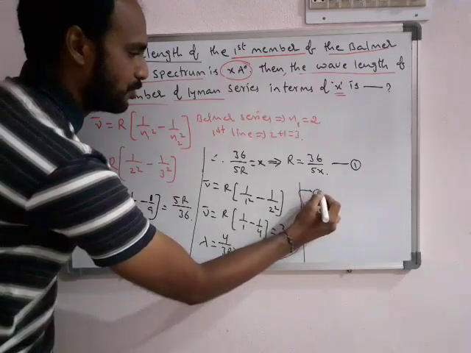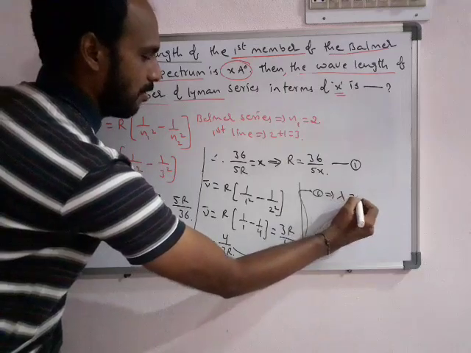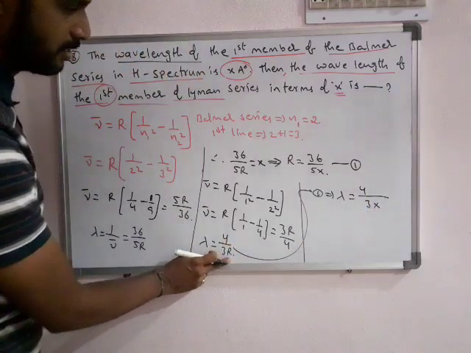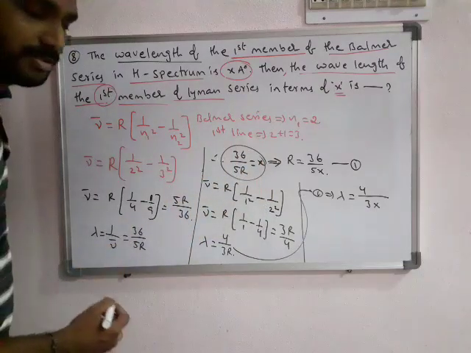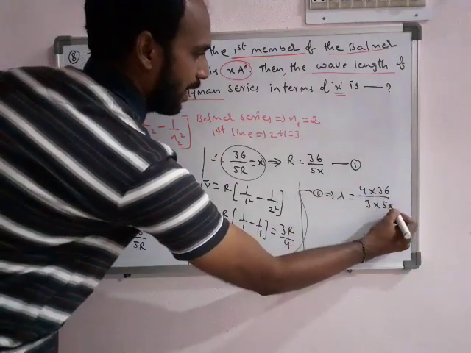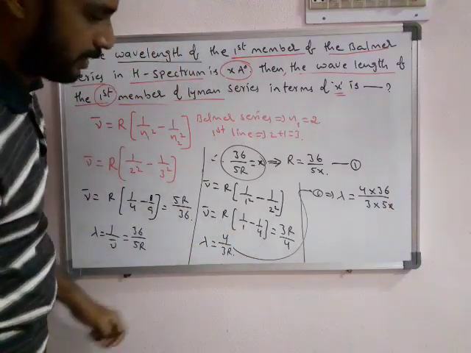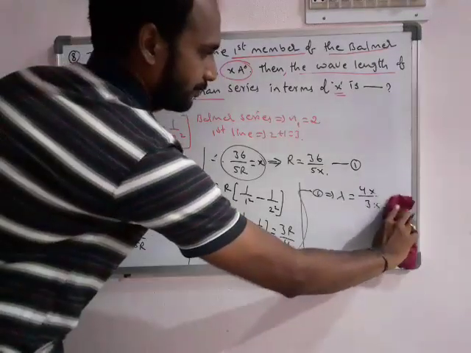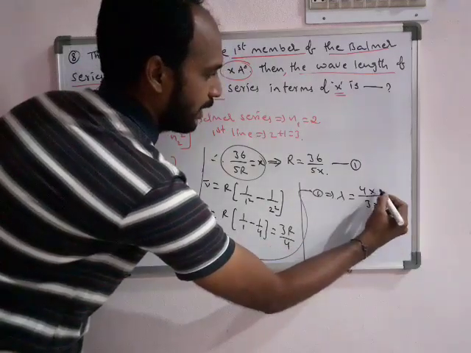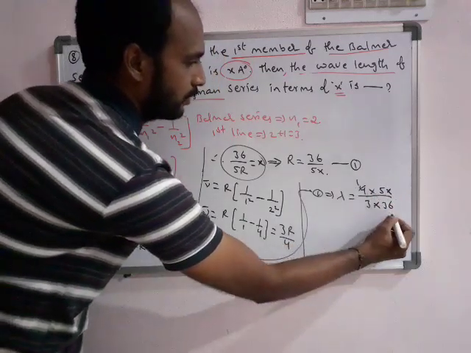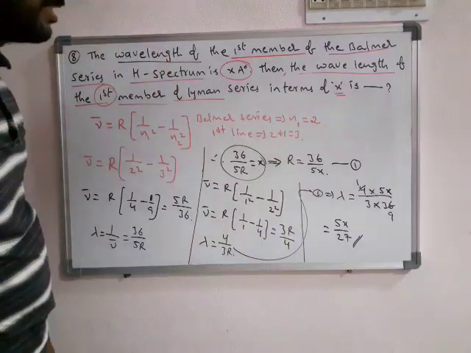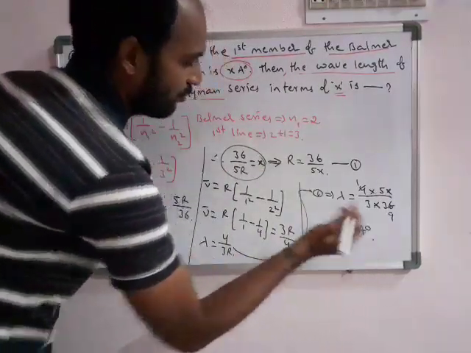So let us substitute equation 1 in this. Lambda is equal to 4 by 3 into R. The clue for R in our calculation is the first line of the Balmer series, that clue is for R. What R value do we get there? 36 by 5x. Okay, here there is 1 by R, so we have to write R in the denominator, meaning 36 by 5x. That is approximately equal to 5x by 27. So this is the wavelength; since it was given in angstroms, in total we will get it in angstroms.